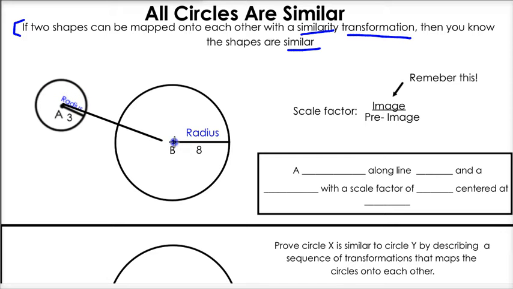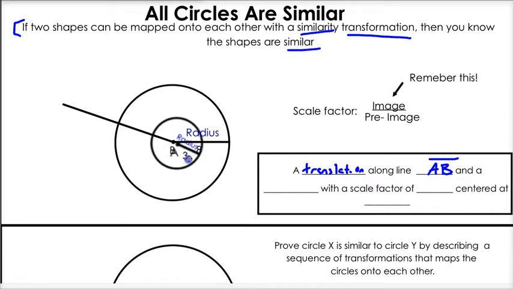So I'm going to map A onto B by translating it along AB. Those are the centers. So I'm going to start this with a translation along AB. If I translate this onto AB, I get the centers in the same place. That's hugely important. I got to match up my centers.